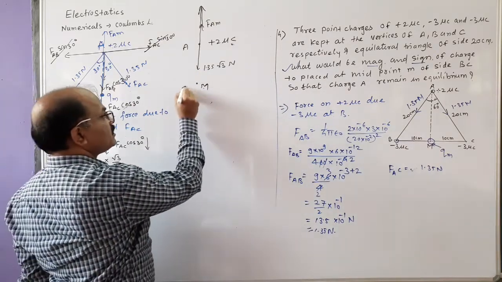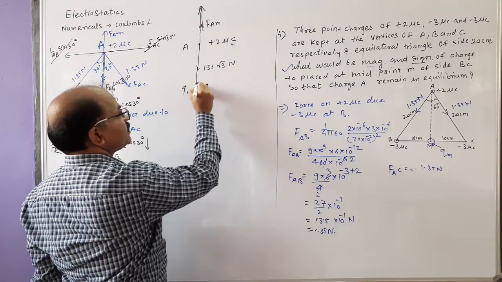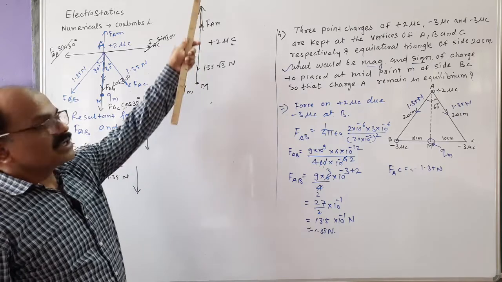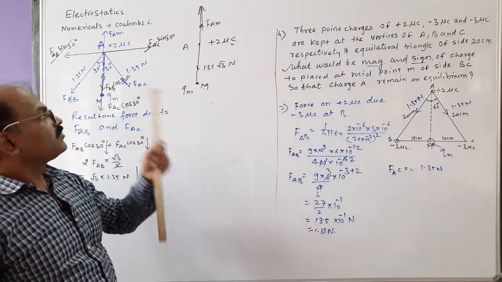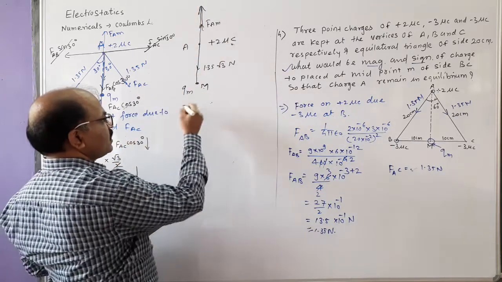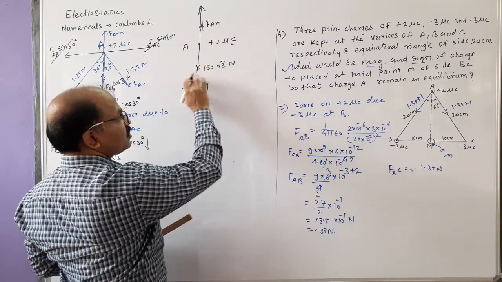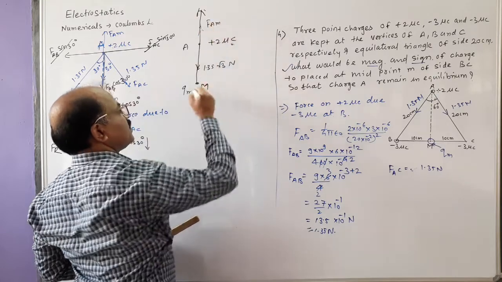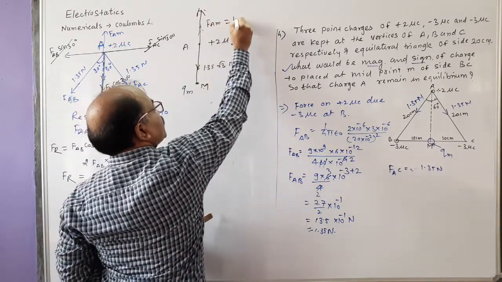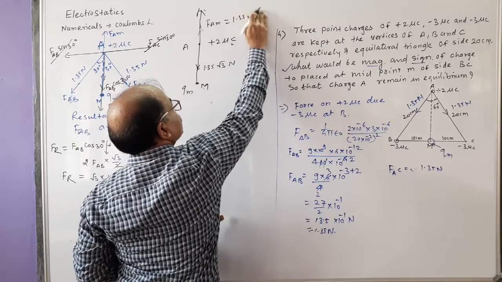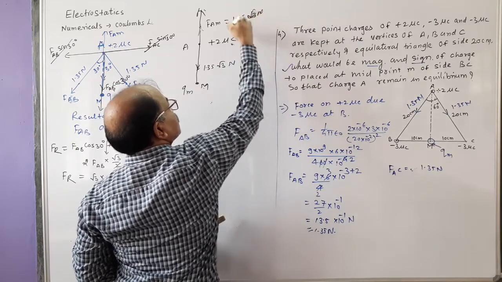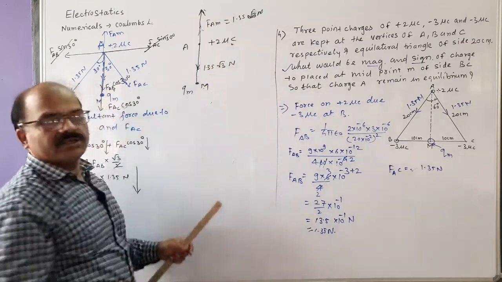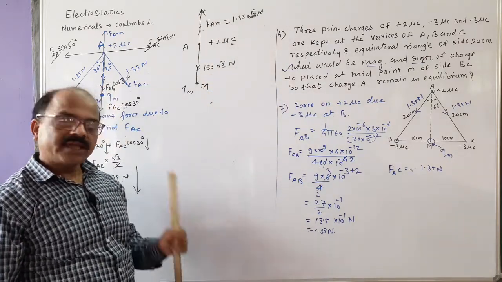Suppose we assume that the charge placed here is QM, यहाँ एक charge रखा QM, so that इसका force opposite direction में ऊपर होना चाहिए. तो ये force नीचे है दोनों का, इसका ऊपर का force भी कितना होना चाहिए? इतना ही होना चाहिए. FAM this will be 1.35√3 Newton, equal and opposite. अगर ऊपर के डायरेक्शन में ये फोर्स है तभी ये दोनों बैलेंस होगा और ये इक्विलिब्रियम में आएगा.